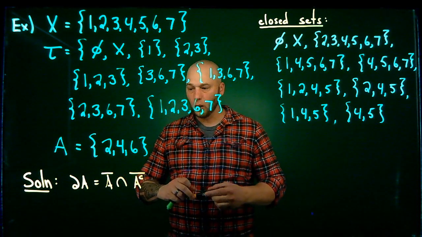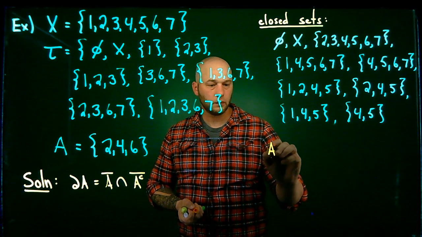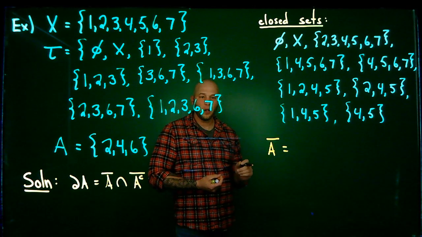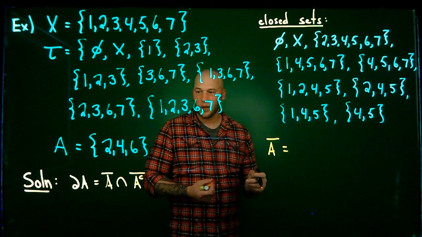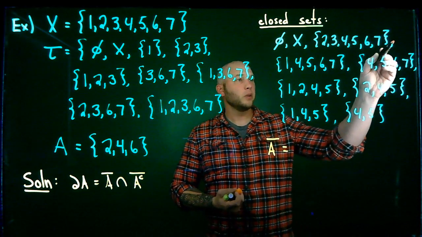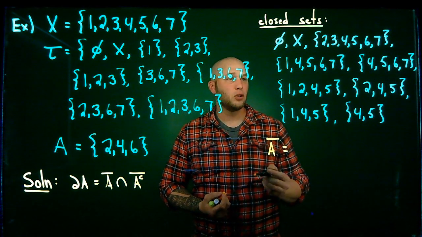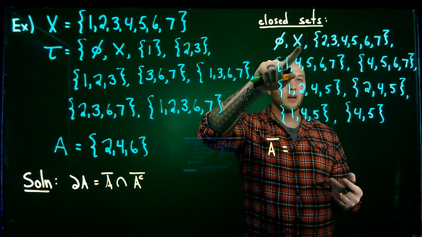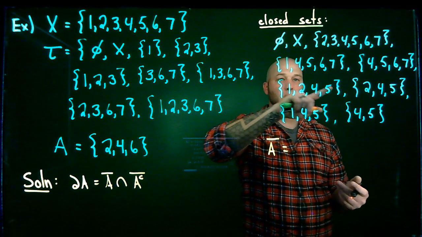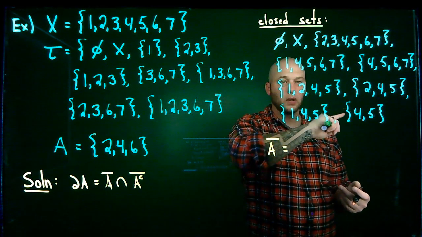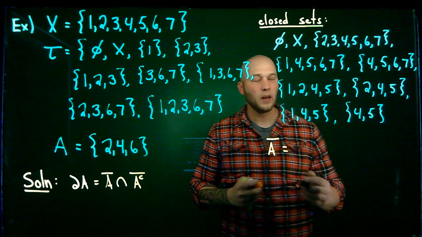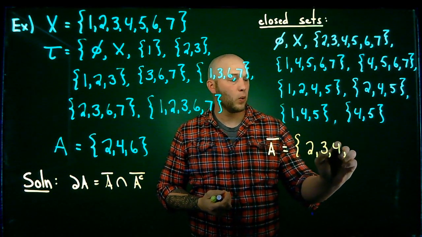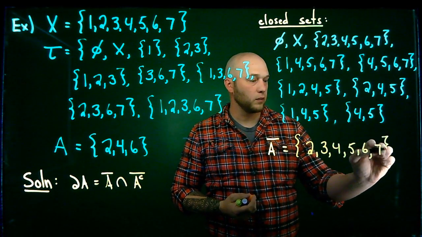Now, what would the closure of A be? The closure of A, again, is the intersection of all closed supersets of A, which would be {2, 4, 6}. What I'll do is take a look at all of these sets here, everything that has 2, 4, and 6, and then I will intersect them. Well, X, of course, has everything. The second one here has 2, 4, and 6. That has 4 and 6, but not 2, and this has 2, 4, but no 6, and so on and so forth. Therefore, the closure of A would be {2, 3, 4, 5, 6, 7}.